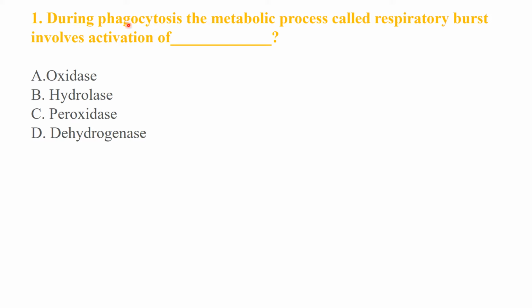During phagocytosis, the metabolic process called respiratory burst involves activation of phagocytosis, the process in which foreign material is engulfed by the phagocytic cells, mainly involving the lysosomal enzymes. During this process, the respiratory burst involves the activation of which enzymes? These are the oxidases.